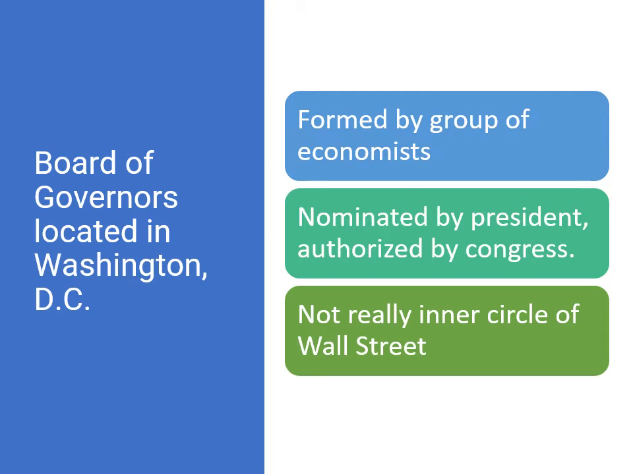Let's first start with the Board of Governors. Essentially, they are formed by a group of economists nominated by the US president and authorized by Congress, and they get their authority from the president and Congress. But you have to be aware that they are not really key persons staying within the inner circle of Wall Street.